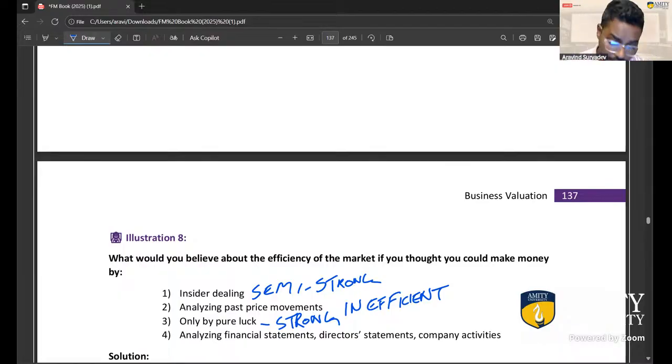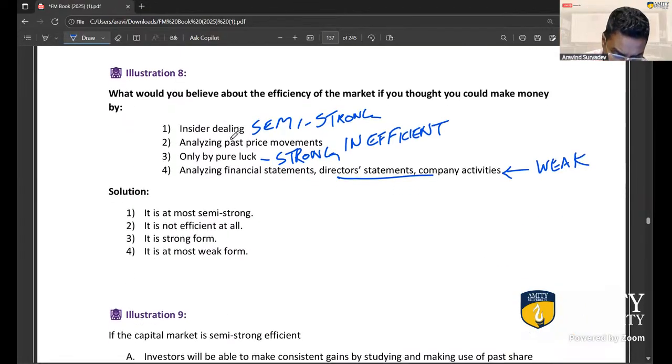Analyzing financial statements, director statements, company activities, all of this would be helpful if you had a weak form efficiency market. Why do I say weak form efficiency? Because weak form efficiency means only past price movements are reflected in the share price. If you know anything beyond that, that is public information, it can definitely help you win in that market. So you guys can see the answers here.